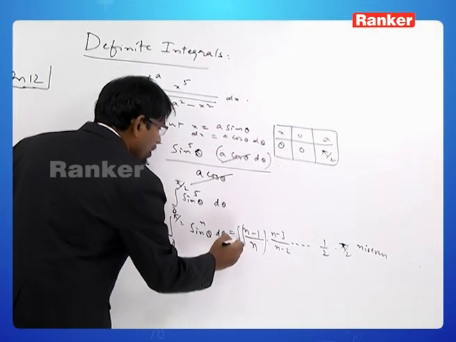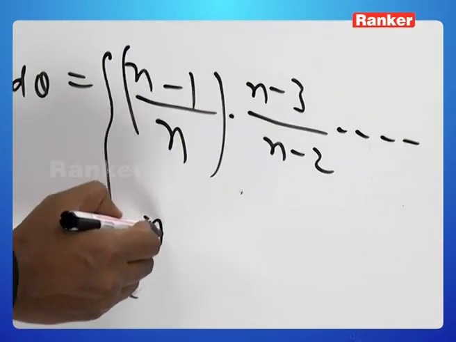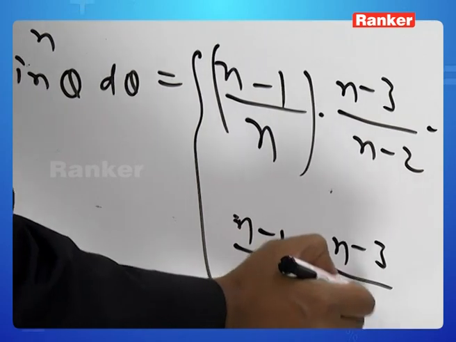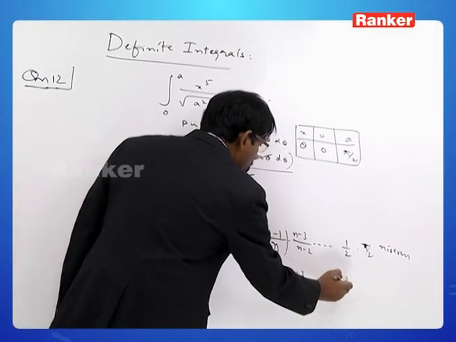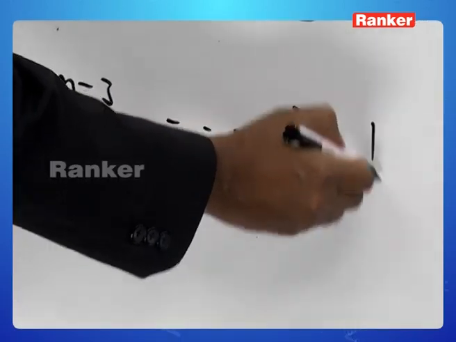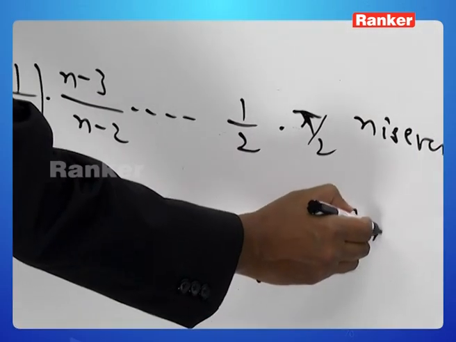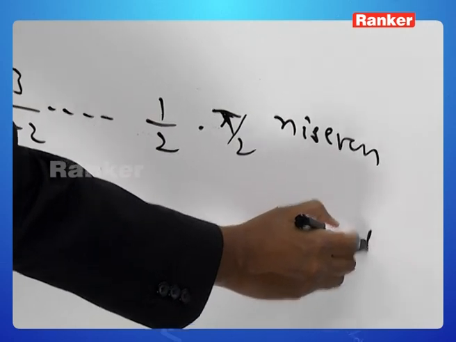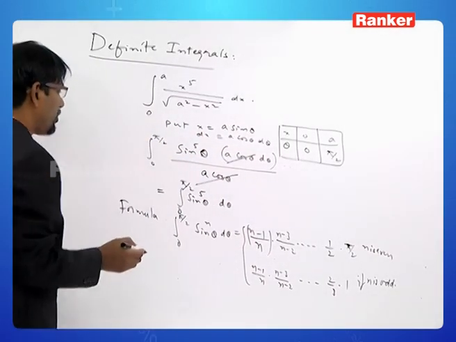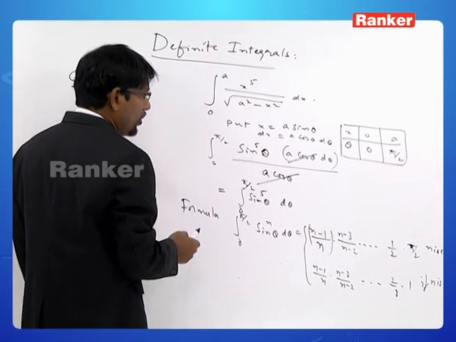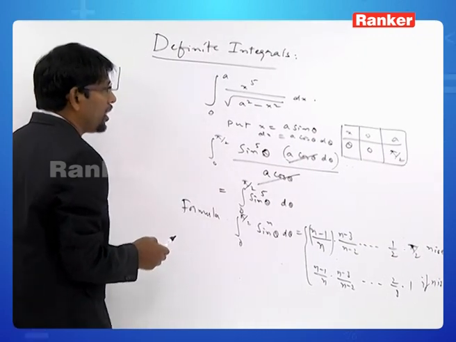If n is odd, it is n minus 1 by n into n minus 3 by n minus 2, so on and so forth, 2 by 3 into 1, if n is odd. So we make use of this. N is, in this case, clearly odd. So what do we have here?